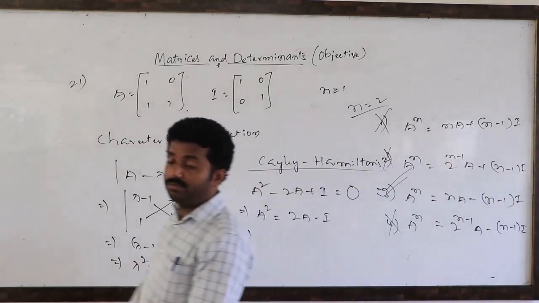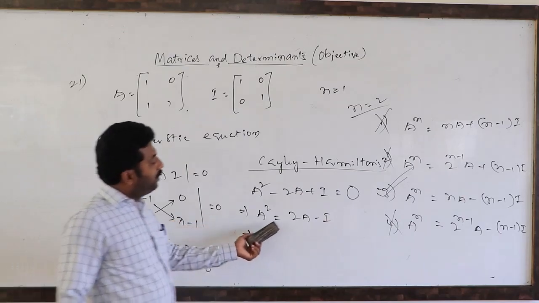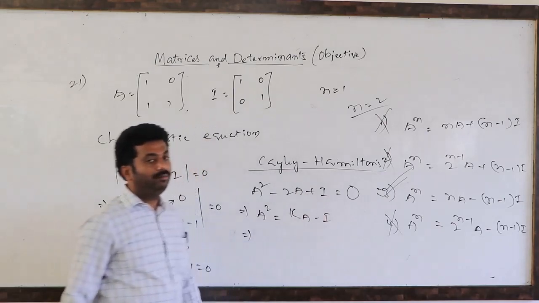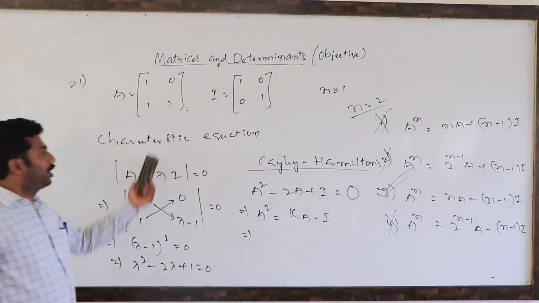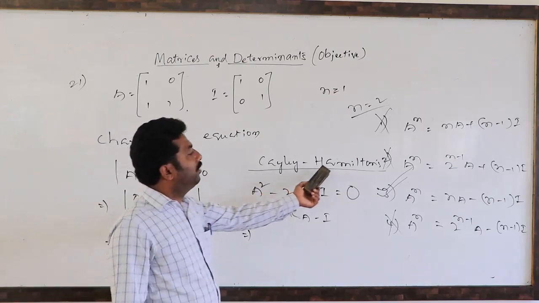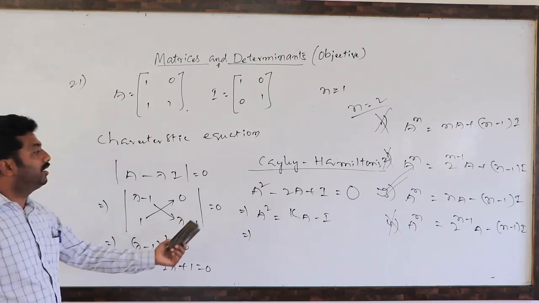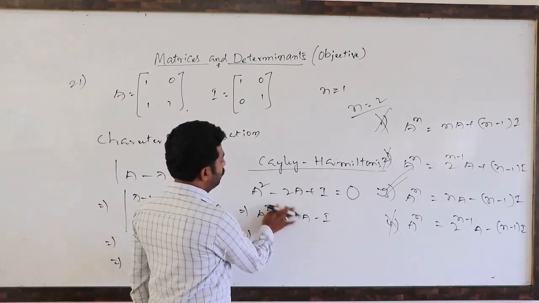So this is a most important concept. Wherever in any matrix equation there is an unknown value k, if questions come like this, we have to write the characteristic equation, and then use Cayley-Hamilton's theorem. By using Cayley-Hamilton's theorem, you can calculate this type of question. So this is the answer.